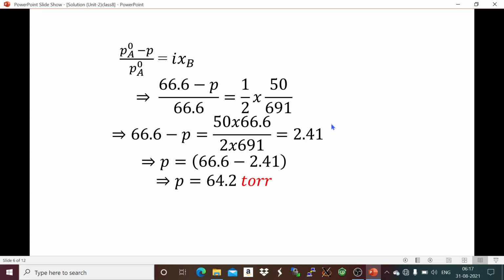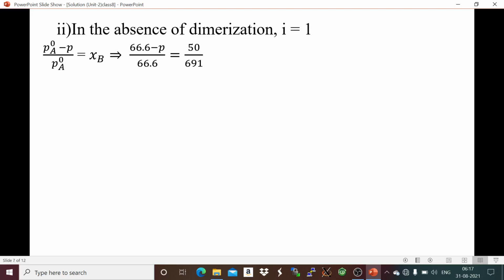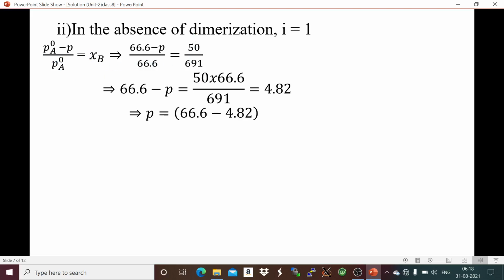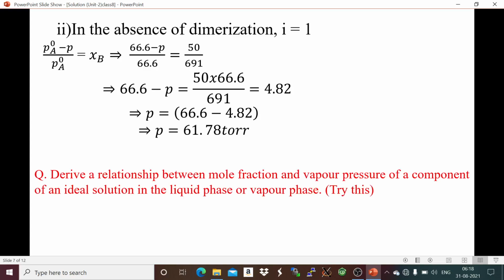So when association takes place, the vapor pressure of the solution is 64.2 torr. Now in the absence of dimerization, that is when no dimerization takes place, the i value is 1. So directly we can avoid this i factor. Calculate it by putting the values, and we will get the value of P as 61.78 torr. Okay, so now you can try this one.